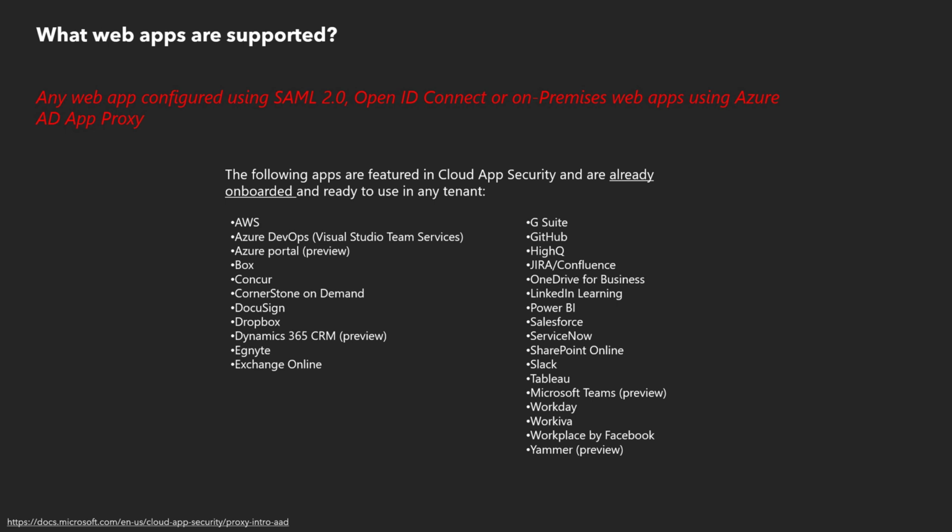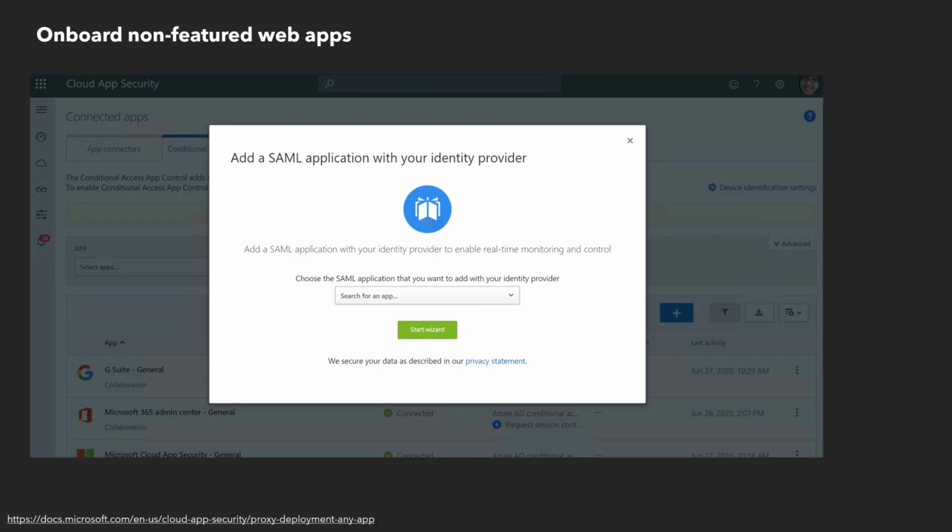So what apps are supported? Well, I want to be very clear with you that any web app that's configured using SAML 2.0, OpenID Connect, or on-premises apps using Azure AD App Proxy are supported. Now, Microsoft has gone through and onboarded what they call featured apps, and you can see those listed here in the bullet points. So if you want to, go ahead and pause the slide and review that. Now, if it's not featured, you can onboard other applications, and you can do that right within the product, and I'll show you how to do that in just a moment.